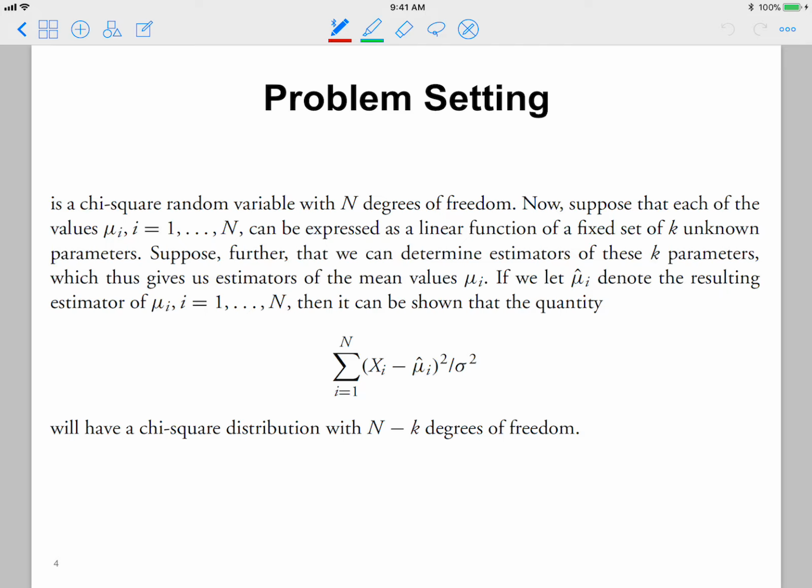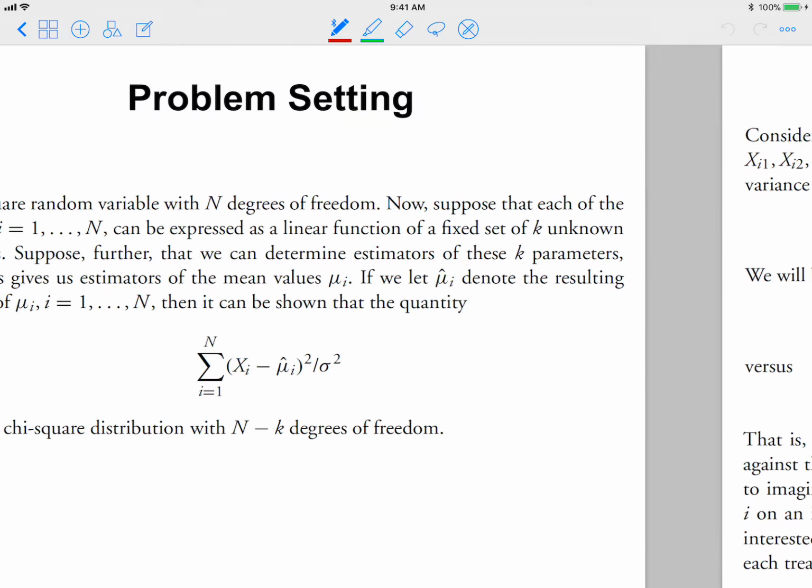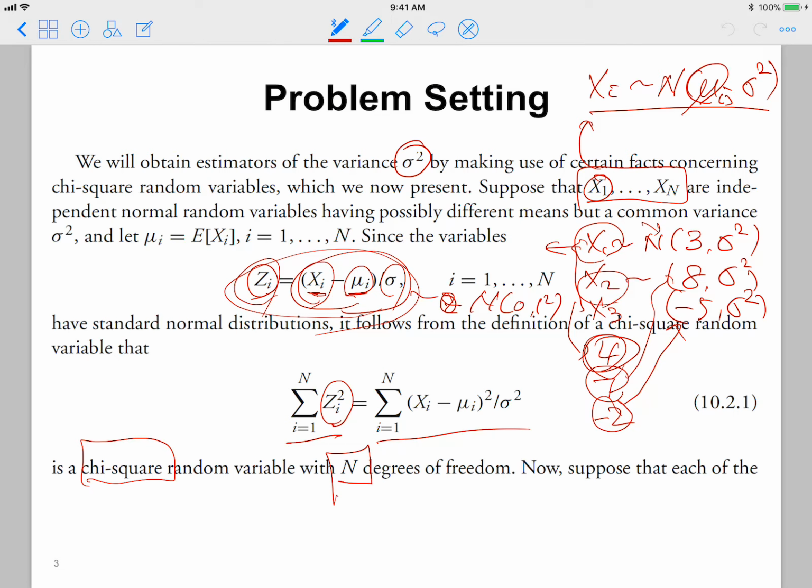So let me just skip the scenario because it will be covered in the next slide in much more detail. I think we can go directly to here. So we now consider this situation. In this case, we only had 3 different samples, each having its own mean, but with the common variance.